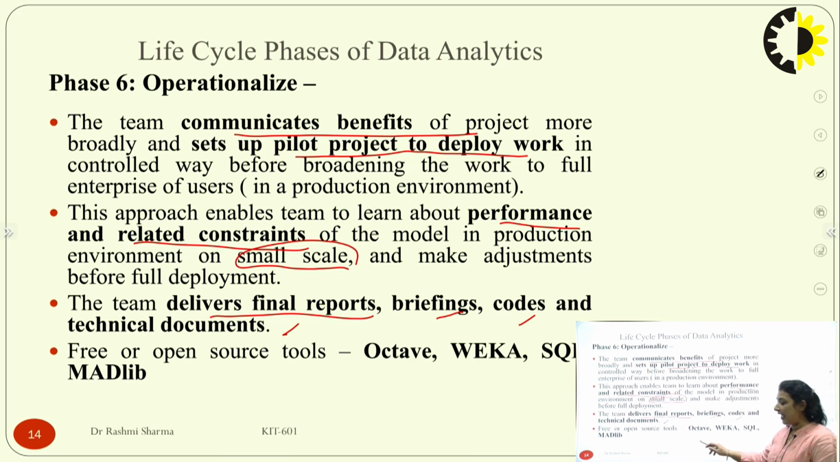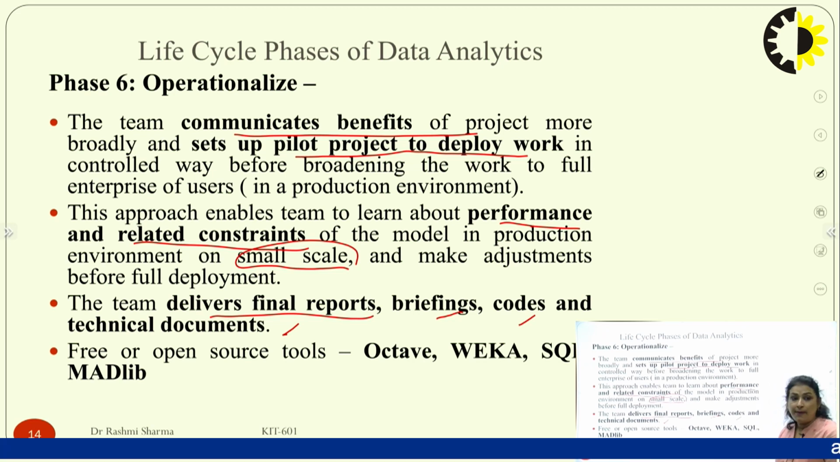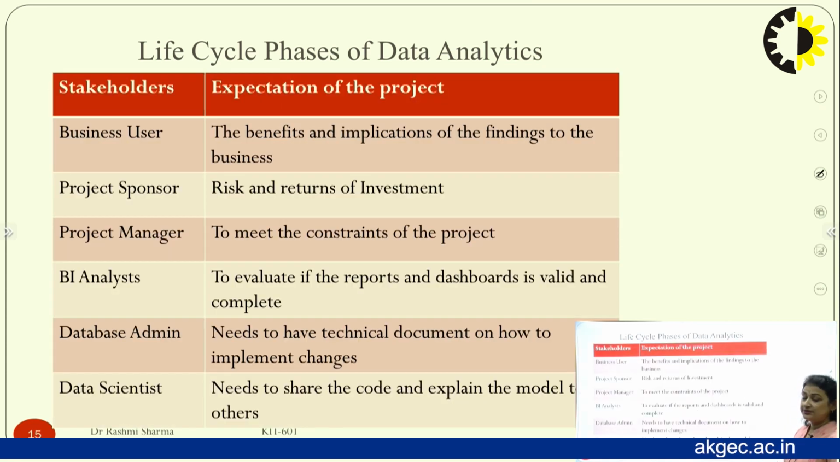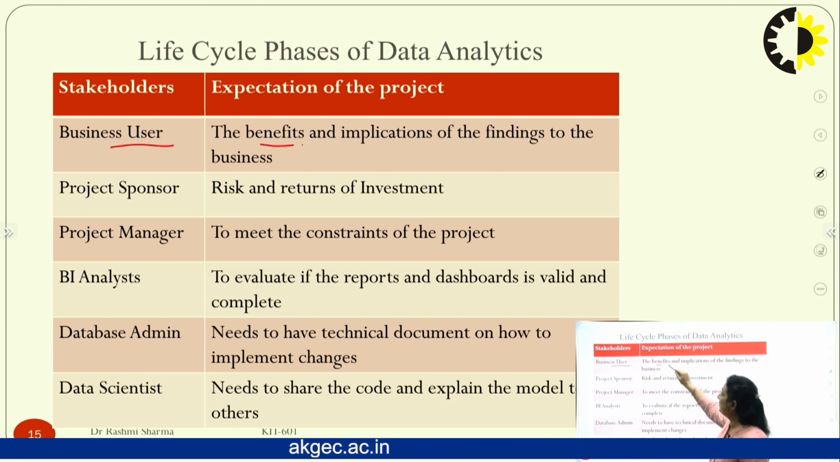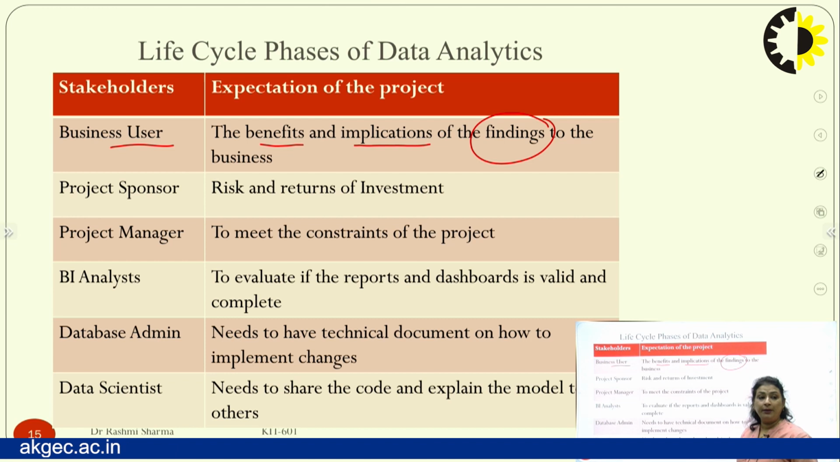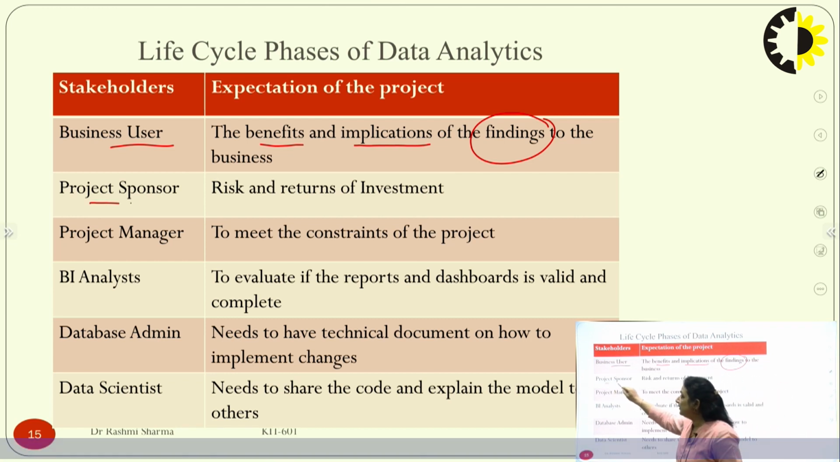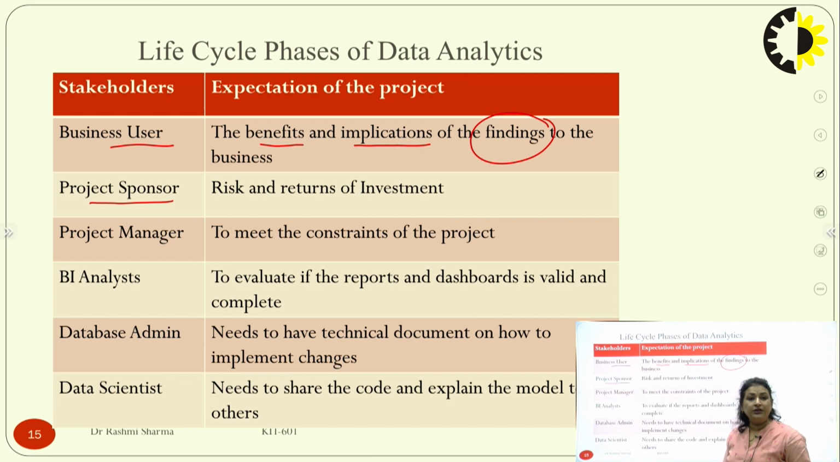This is usually done in Octave, Weka, SQL or MATLAB. These were some of the expectations of the project. The first expectation is from the business user: the user should know the benefits and the implications of the findings for that business, and how they can be implemented. Then the project sponsors, who are paying and are the stakeholders, should know the risks in the project and the ROI, the return on investment, so they can identify how to get back the money they have invested.